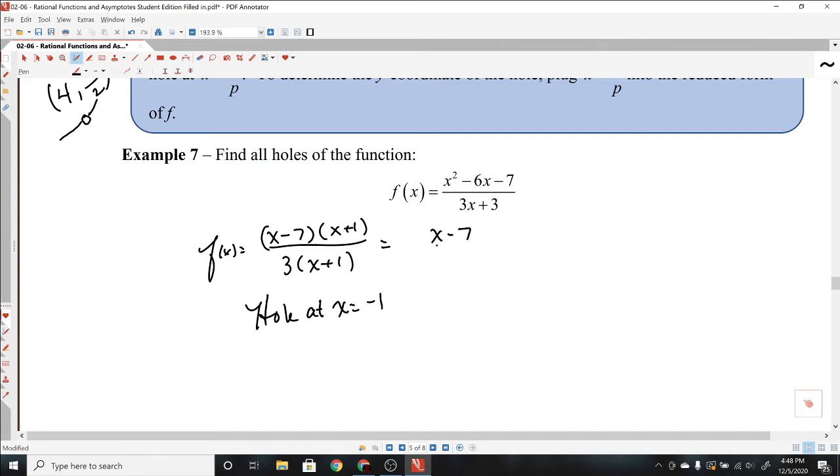If I cancel that, as long as x is not negative 1, then this function and this function are going to be identical. The only difference is this. Where this function would have a hole, this function is going to be filled in. So if I plug negative 1 in here, negative 1 minus 7 is negative 8 over 3. This function would have a filled in circle. This function would have a hole.